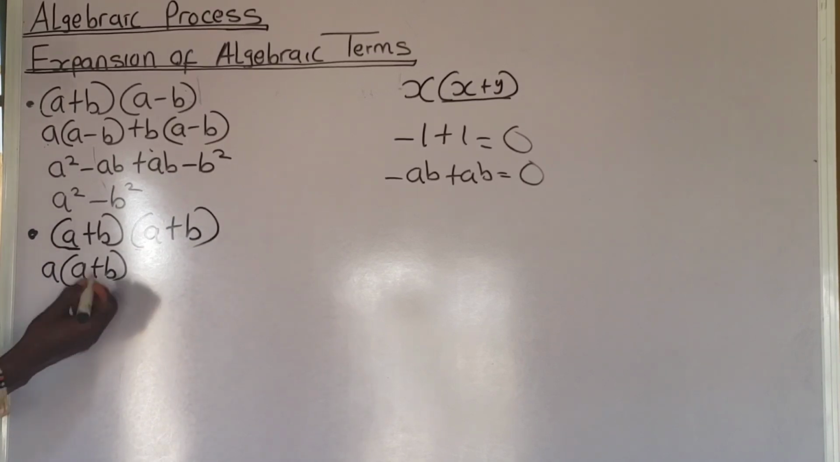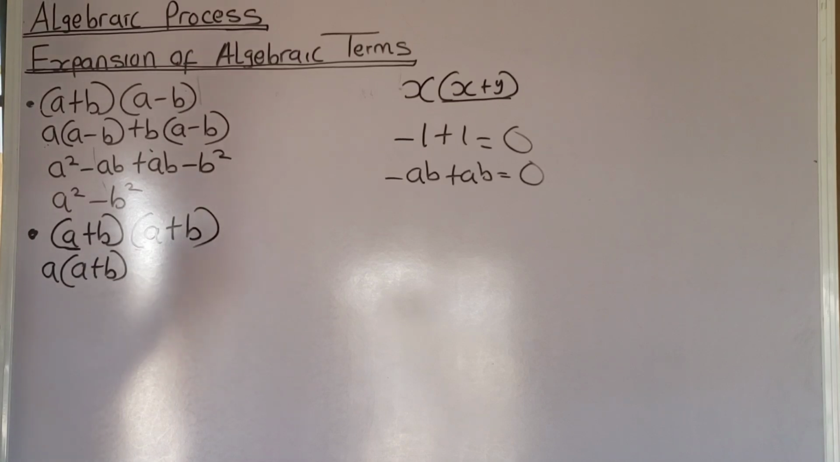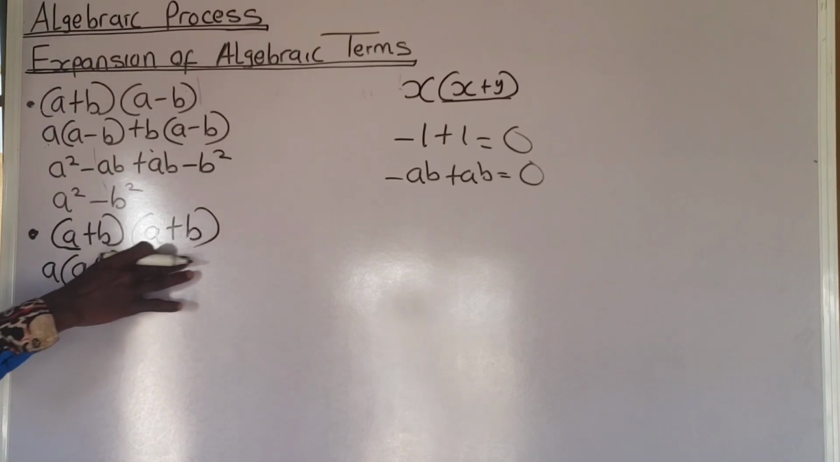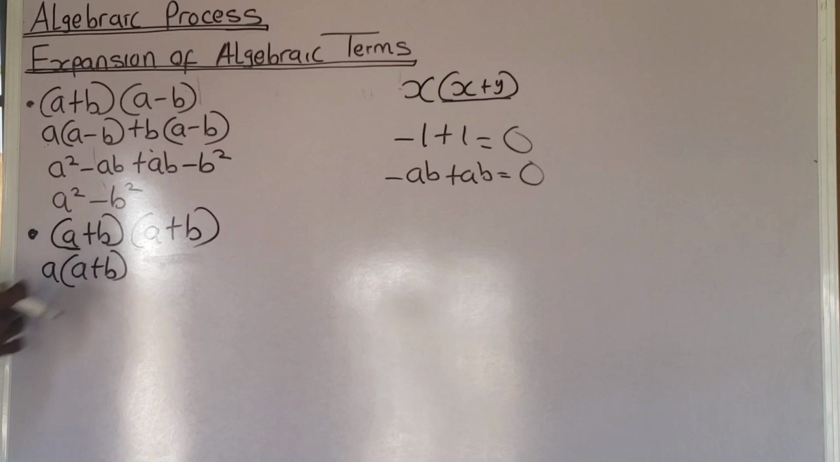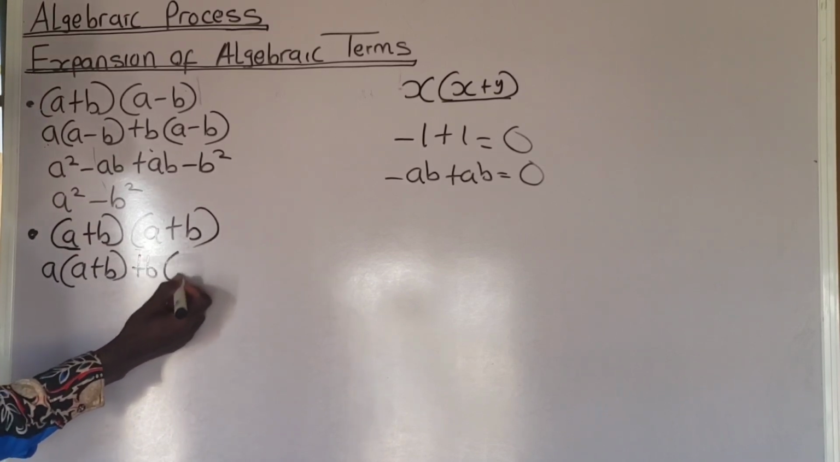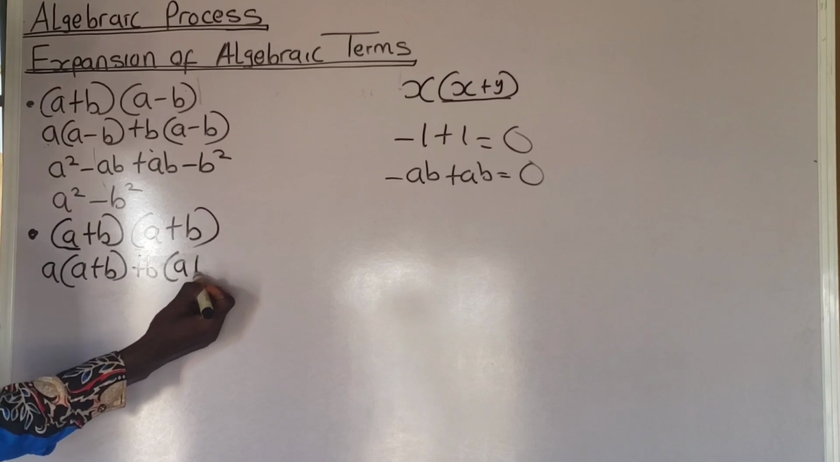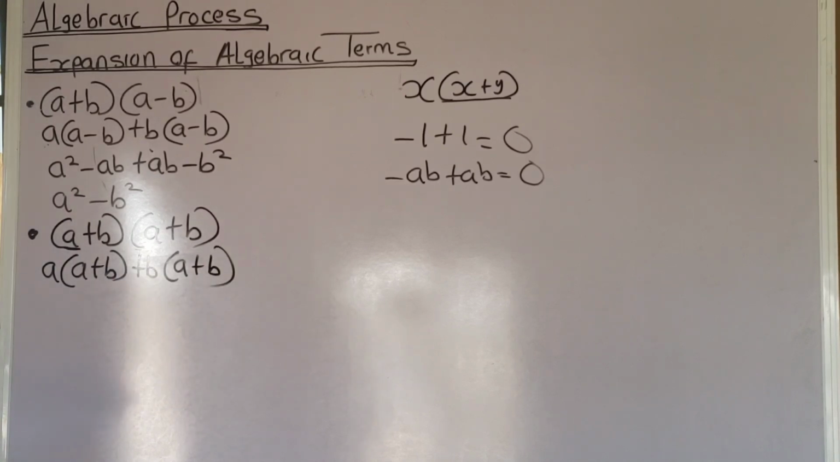So now I'm going to use the second term in the first bracket to multiply all the terms in the second bracket. You understand? The second term in the first bracket is what? Plus b. So I'm going to have plus b into bracket, the second bracket, which is what? A plus b. Okay? Now let us expand.